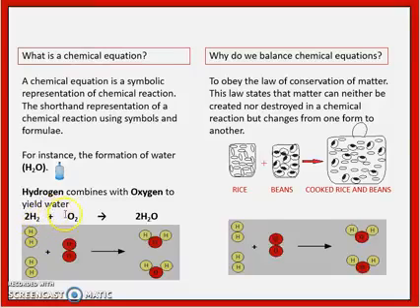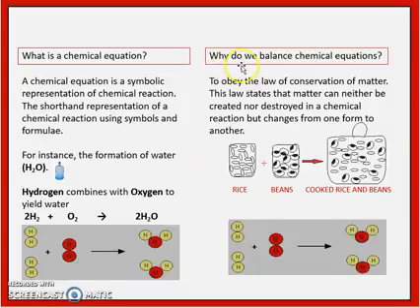H2 plus O2 will give us water molecule. The arrow means yield in this context. So we find out that hydrogen molecule combined with oxygen to yield water molecule. The representation of this statement using these symbols and formula is what we call chemical equation.